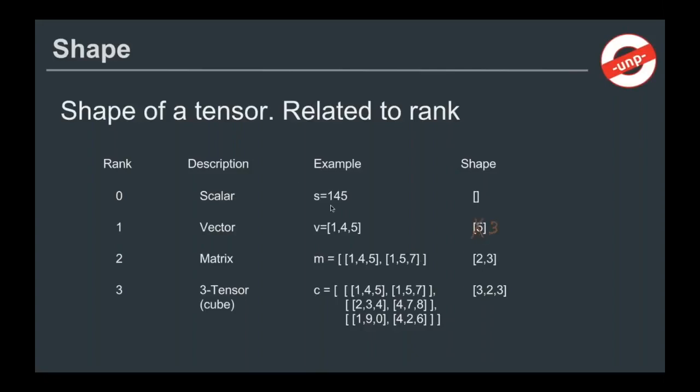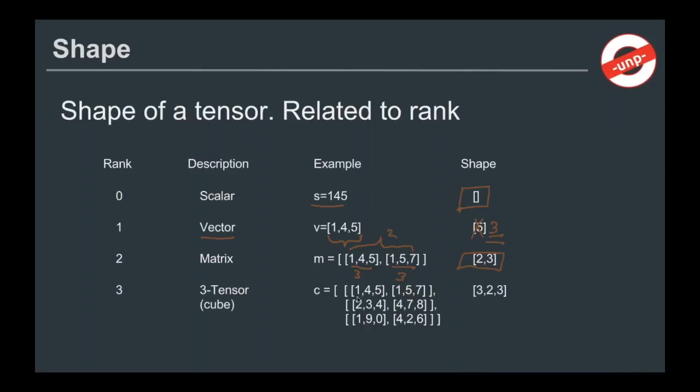Any scalar that we get has no shape or has a blank shape. Any vector that we see, the shape will be the number of elements present inside this vector. There are 3 elements, hence the shape is 3. In this case, I have 2 lists. This has 3 elements, this has 3 elements, and I have 2 lists altogether. So this will be a 2 by 3 shaped tensor.